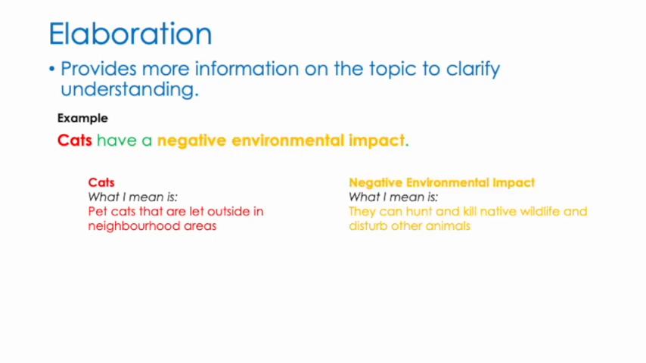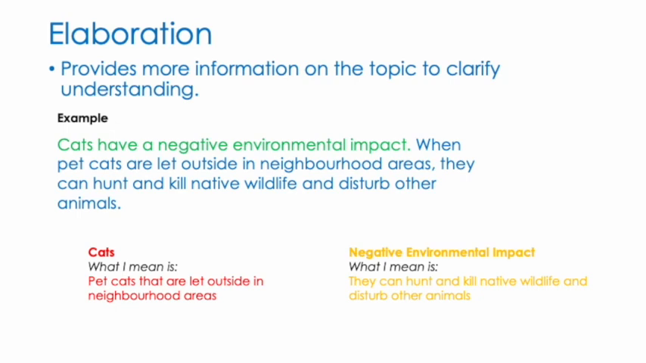I have to do the same thing regarding the negative environmental impact. What do I mean by that? If a tree falls over in the woods, arguably that's a negative environmental impact. If I accidentally step on an ant mound, that's a negative environmental impact. So we have to be really clear on what we mean by this term. In this case, what I mean is that cats can hunt and kill native wildlife and disturb other animals. That's the negative environmental impact that I'm talking about in this paragraph. So by clarifying those two things, I've given the reader a much clearer idea about what I'm going to be talking about. This is what the finished elaboration looks like.